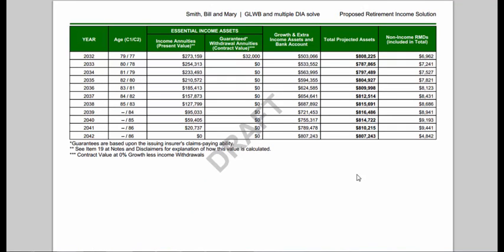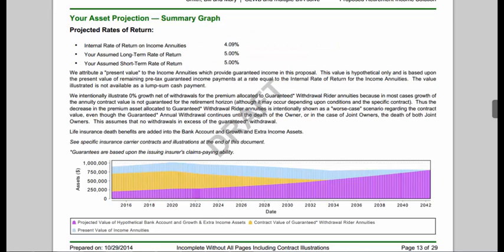The next page is just a continuation. The next page in our proposal is just a nice graph to illustrate what the assets are doing. The projected value of the bank account. What is the value of the guaranteed withdrawal rider? Because as you use it, the asset value drops. Now you will get that for the rest of your life, but as far as the value goes, it does get eroded. And the same thing would apply to the period certain deferred income annuity.